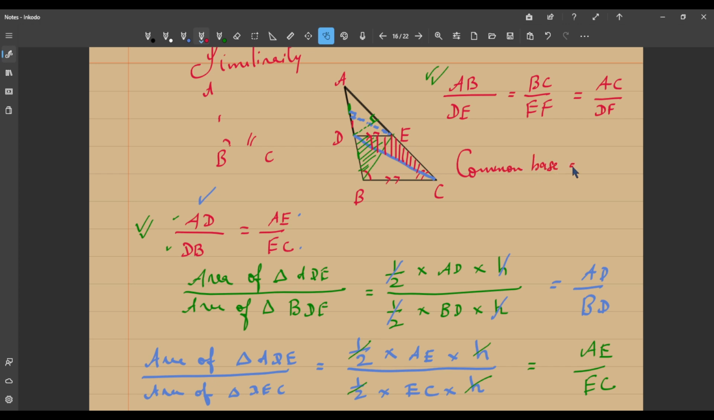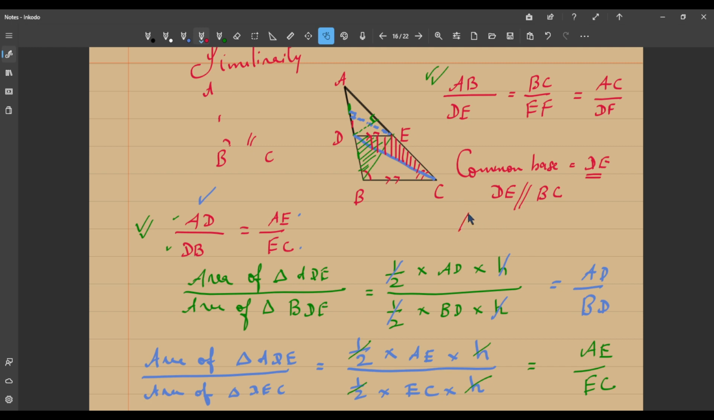And what else is common about them? Of course, the height is common. Why? Because DE is parallel to BC. Since DE is parallel to BC and both the triangles lie within these two parallel lines, they are perfectly fitting in between these two parallel lines which are equidistant to one another. Parallel lines are always at an equal distance from one another. So the height is also the same, the base is also the same. What more do we need? The area is also the same.